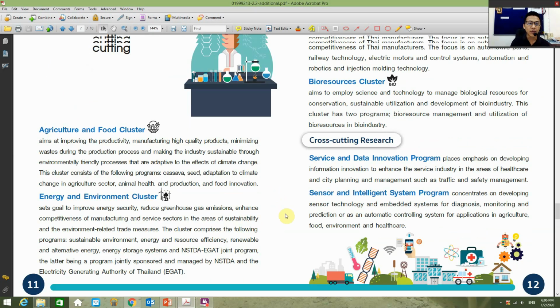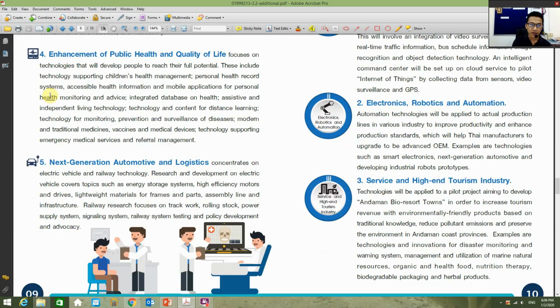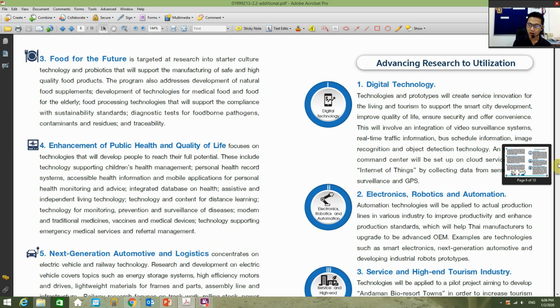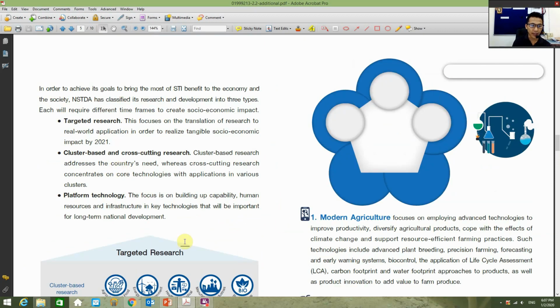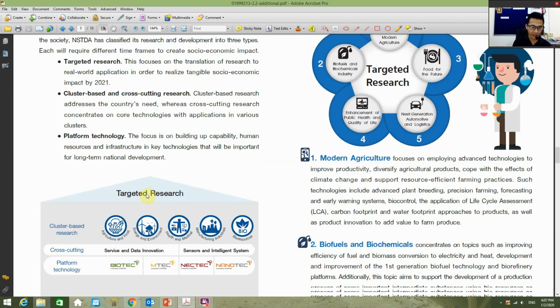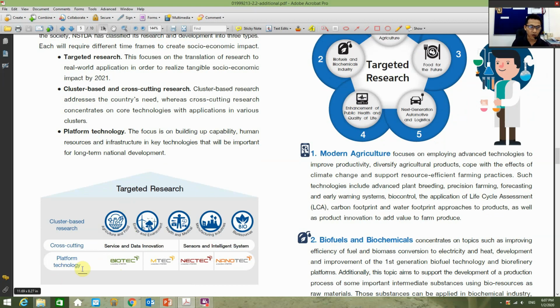And let me move back here for a second. See that everything here is categorized in a group, and they are all related to each other. You see that platform technology, you have cross-cutting, where you can have service and data innovation, sensor and intelligence systems, and cluster-based research going to agriculture and food, energy and environment, health and medical, manufacturing industry, and of course bioresources. This can all balance our life a lot easier, a lot better than in the past. That's what we think, and hopefully we can reach our goal with all of these items.